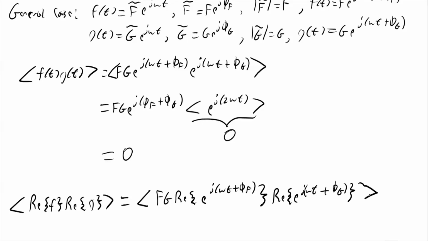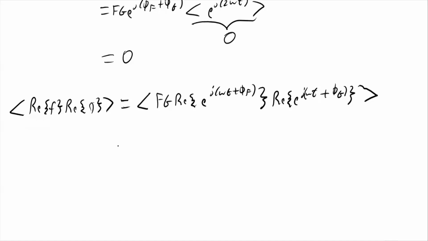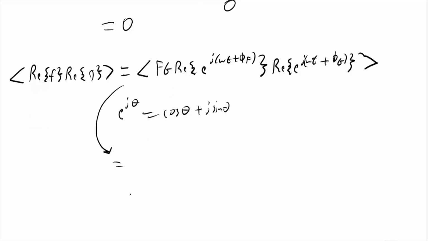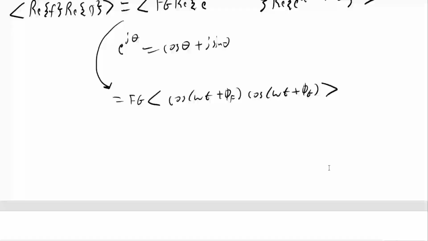So there we go. If we recall that e to the j theta can be written as cosine theta plus j sine theta, we can say that the real part of f and g, first of all, we can move f and g outside. And that is cosine (omega t plus phi f) times cosine (omega t plus phi g). Now we recall our trig identity that cosine theta cosine psi is equal to cosine (theta plus psi) plus cosine (theta minus psi), over 2.